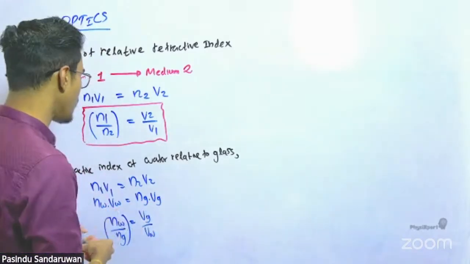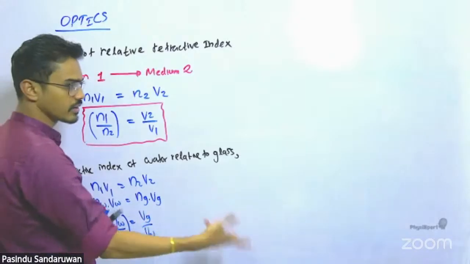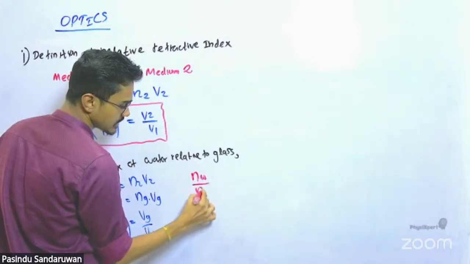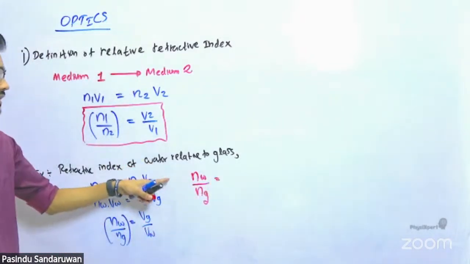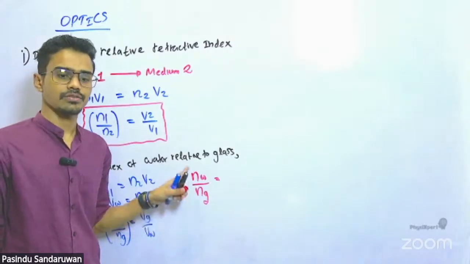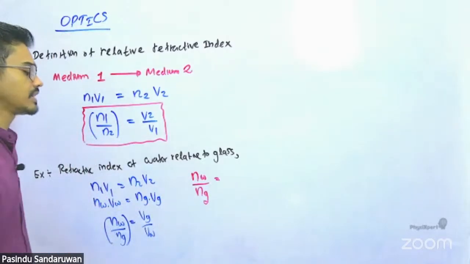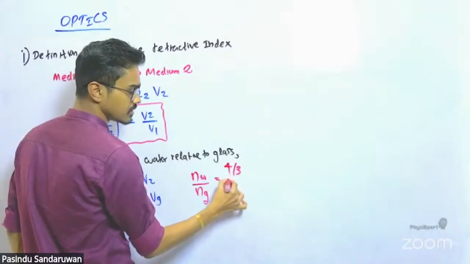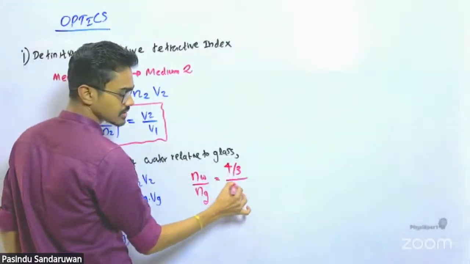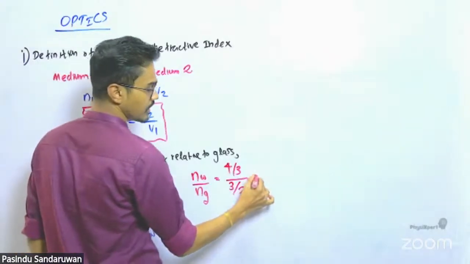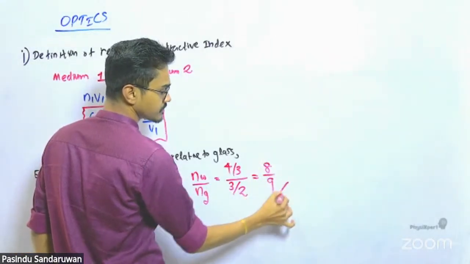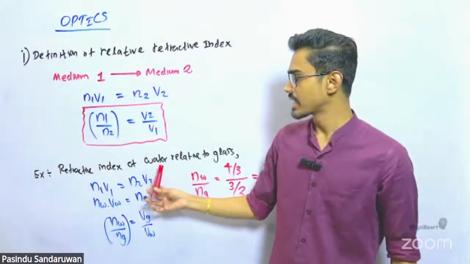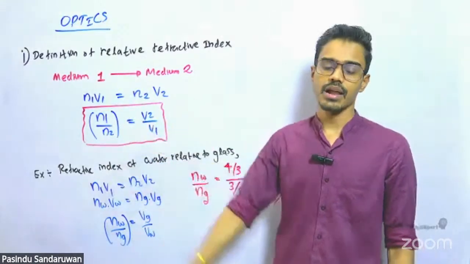Now if these two are known, without knowing velocities even, you can find this out, no? Now what I need is n_w to n_g, the refractive index of water relative to glass. The absolute refractive index of water is 4/3, and that of glass is 3/2, right? Simplify, that is 8/9. So 8/9 is the refractive index of water relative to glass, right?